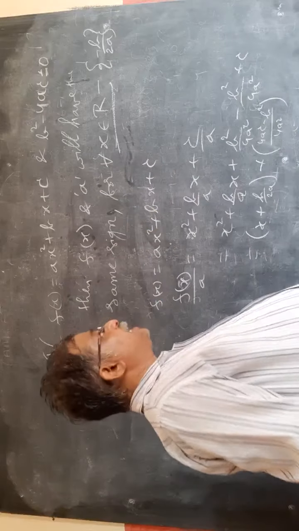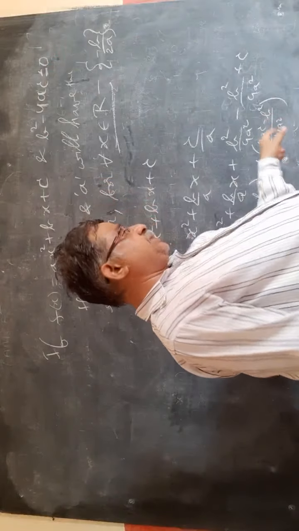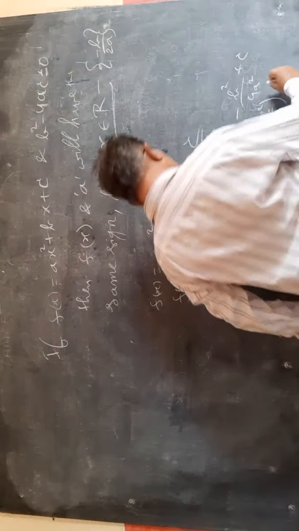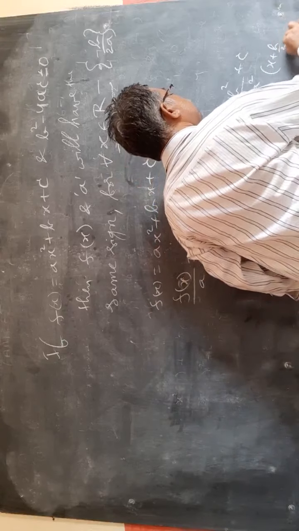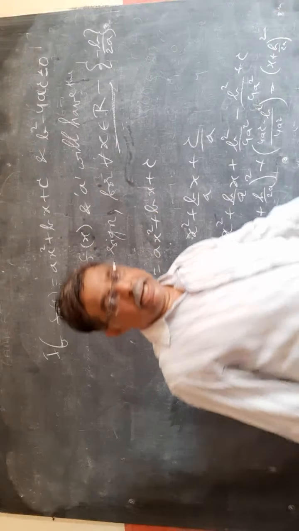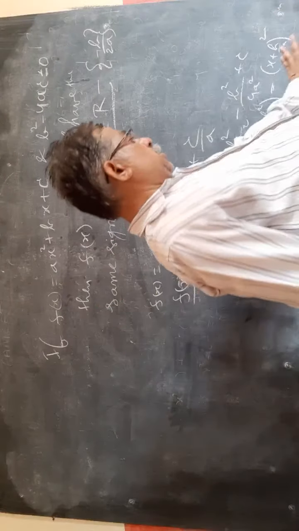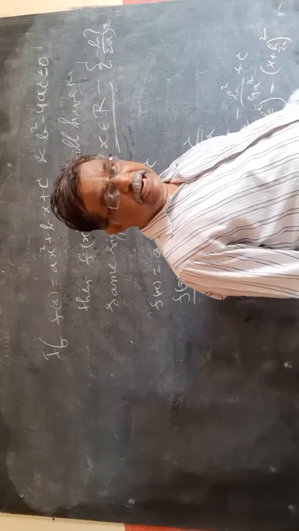Now 4ac minus b square is how much is giving? 0. So this part is always 0. Means this is equal to x plus b by 2a whole square. It is always a positive number, means always greater than 0.